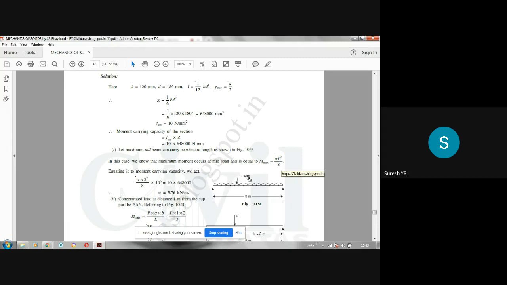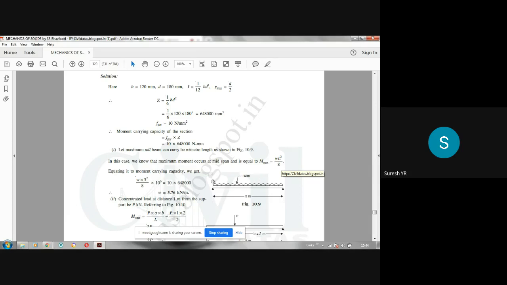Actually you are getting the UDL intensity in Newton per mm, but Newton per mm and kilonewton per meter are the same. Please note that 1 Newton per mm is equal to 1 kilonewton per meter. If you convert Newton per mm to kilonewton per meter, both the values are the same. Because 1 kilonewton per meter means 1000 Newton divided by 1000 millimeter. So the 1000 will get cancelled, and you will be getting Newton per mm only. So 5.76 Newton per mm is the same as kilonewton per meter.